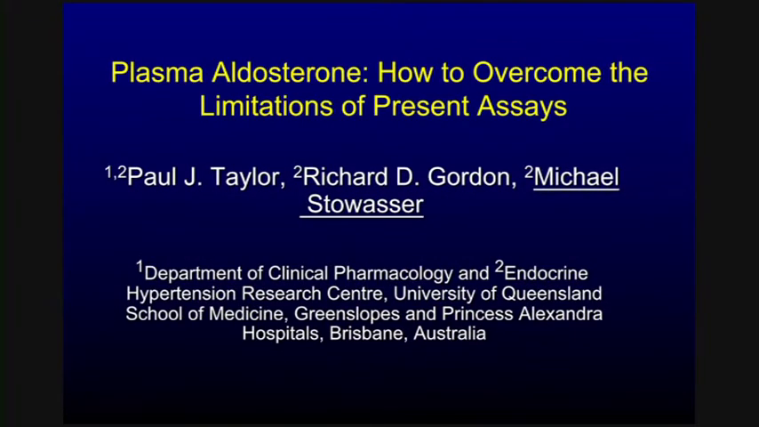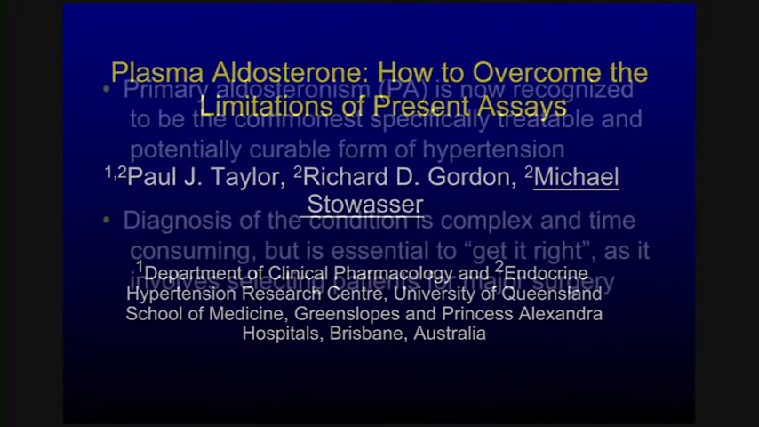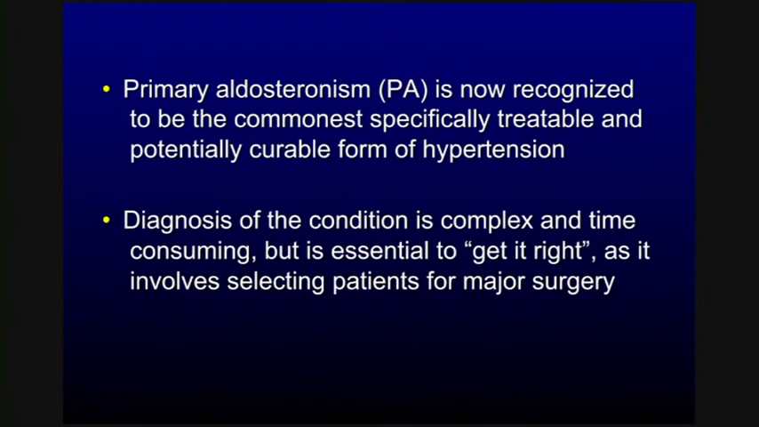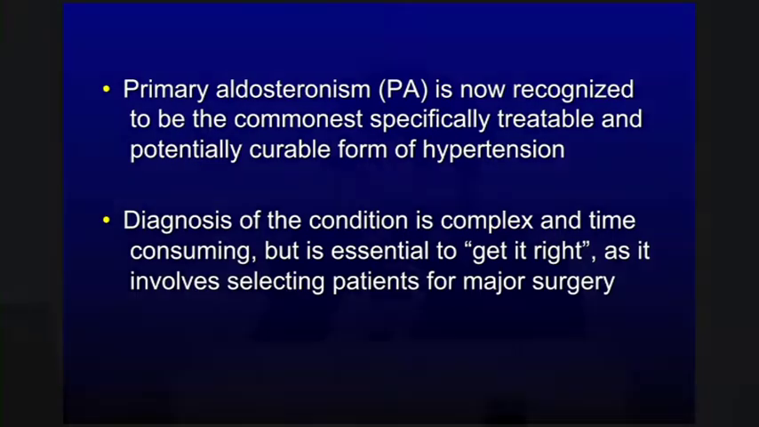So we know primary aldosteronism is now recognised to be a specifically treatable, potentially curable form of hypertension. But the diagnosis of primary aldosteronism is complex and time-consuming. Nevertheless, it's very important to get this right, as it involves selecting the right patients who may benefit from specific treatment, whether it be surgical or medical.